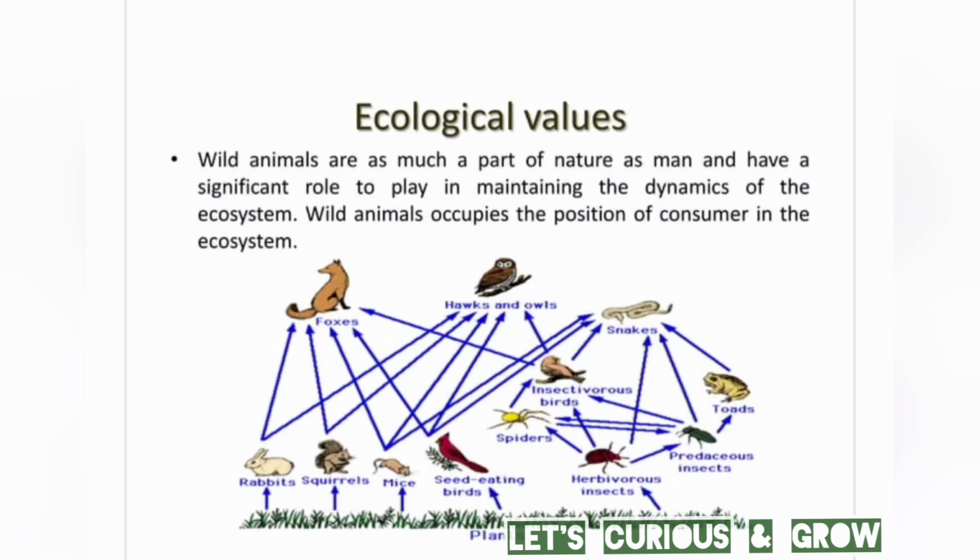Next, we have the ecological values. The ecological values include wild animals, which are as much a part of nature as man and have a significant role to play in maintaining the dynamics of the ecosystem. Wild animals occupy the position of consumers in the ecosystem. So this is also an important aspect of the food chain, the interlinkage between different dynamics, which maintain the ecosystem in a very particular and important manner.